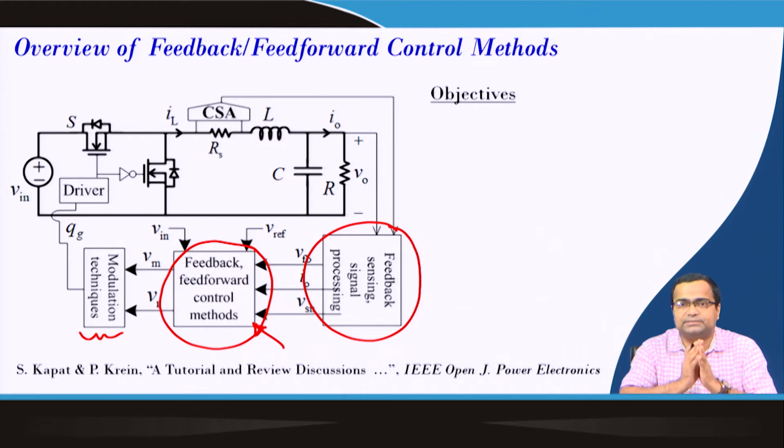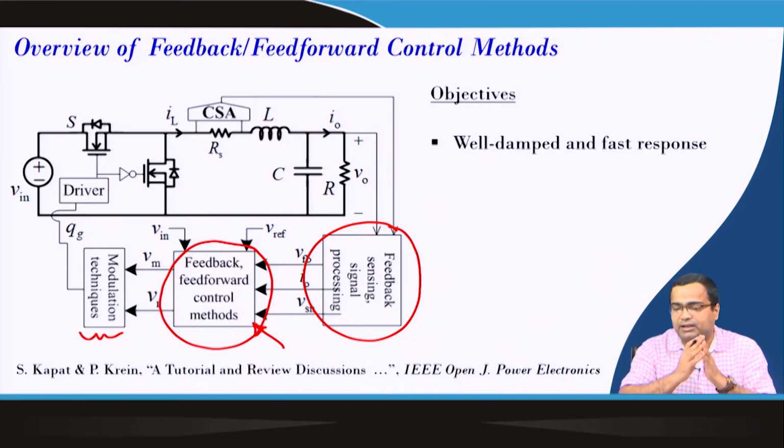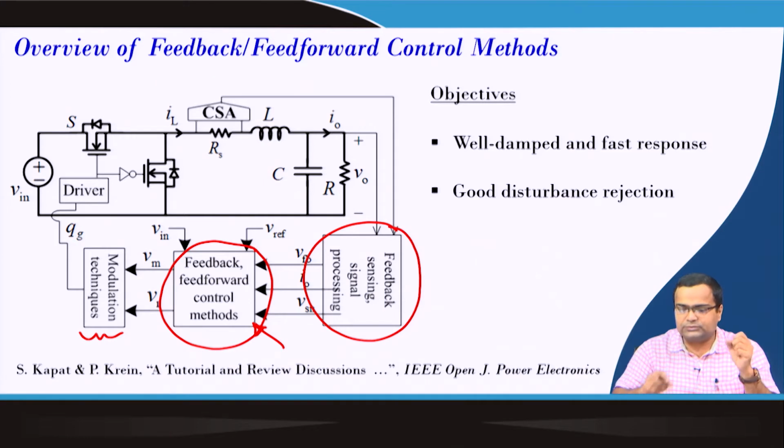What are the objectives in this control design or in the feedback control? The first, our system should be well damped and it should offer fast transient. Second, it should have good disturbance rejection.